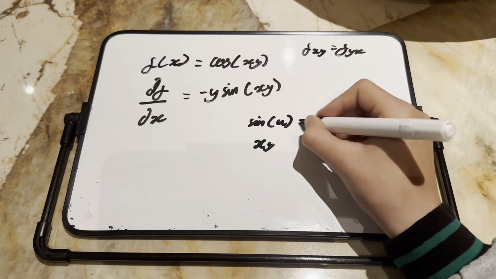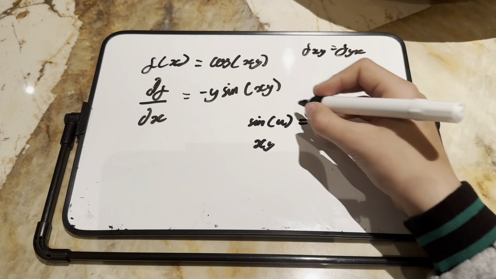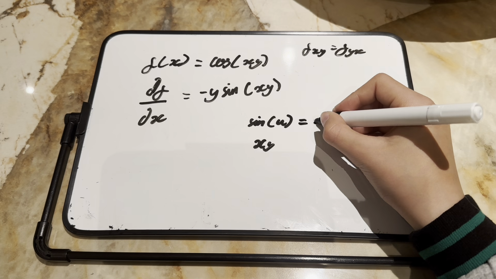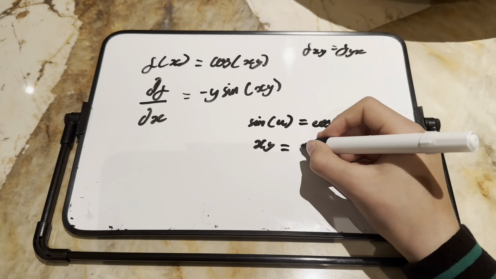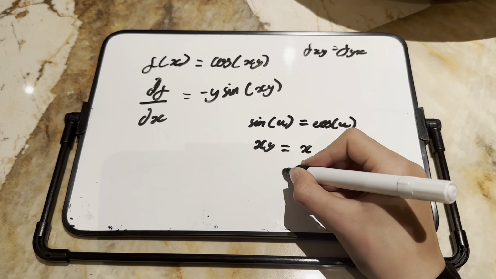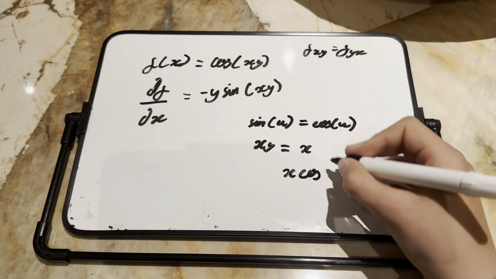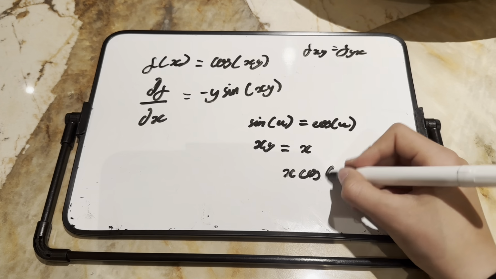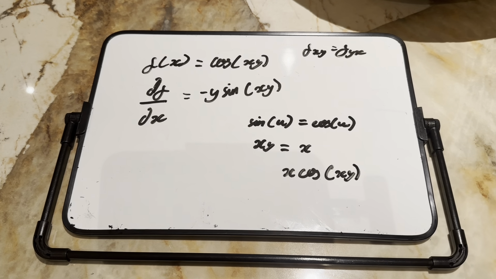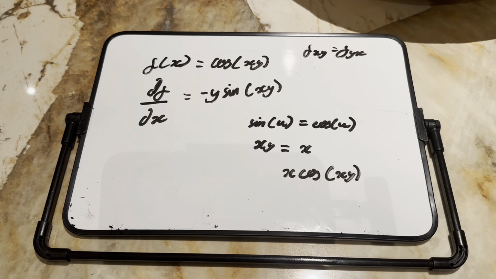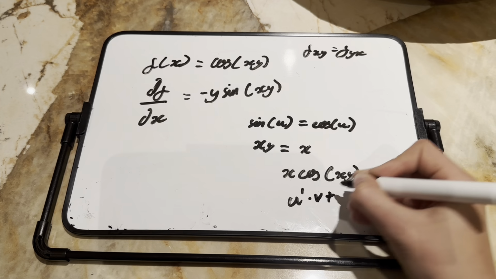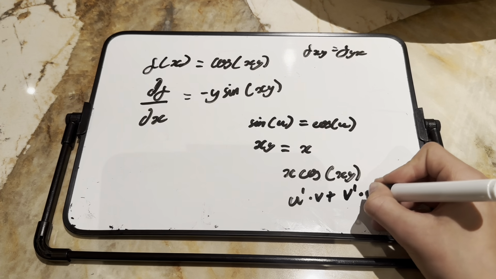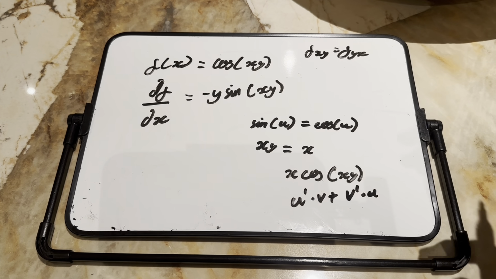The derivative of sine u is equal to cosine of u, and then the derivative of xy is just equal to x. So now we have x cosine of u, but we replace it with xy, so we have x cosine of xy. Next, we use the product rule, which is the derivative of u multiplied by v, add the derivative of v multiplied by u. So let us just apply it.